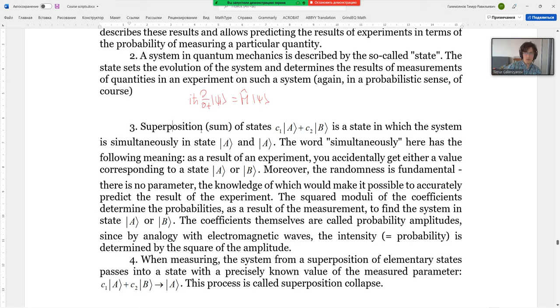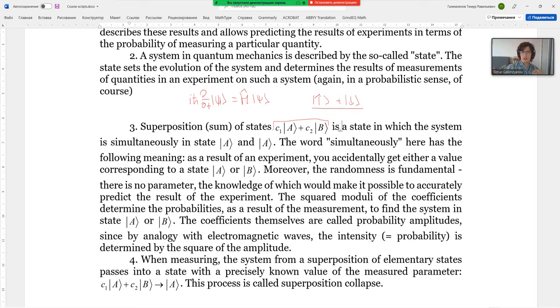the systems in quantum mechanics can be in so-called superposition state. You probably heard a lot about that. People usually say that in this state the system is simultaneously in state B and in state A. Yeah, you can say that in some sense the system has simultaneously spin up and spin down. But what do people mean by saying that the system is simultaneously in these two states?